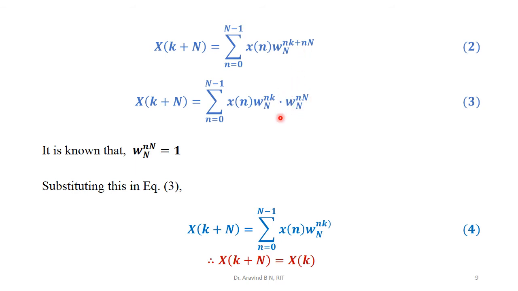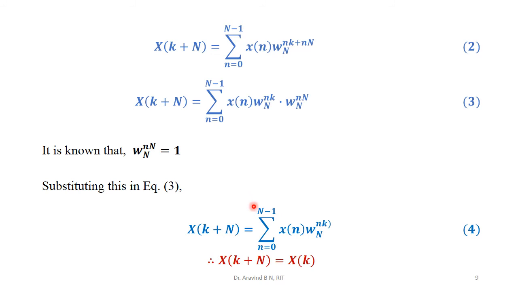Now it is known from our previous lecture that omega N to the power N is equal to 1. So that means this term will be equal to 1. We will have further clarification in the next slide. Let us have this substitution first. Now we are going to substitute this value 1 in this particular expression. From that we get X of k plus N is equal to summation n is equal to 0 to N minus 1 x of n omega N to the power nk. So if this term is equal to 1, only this part will remain. That part has been represented over here.